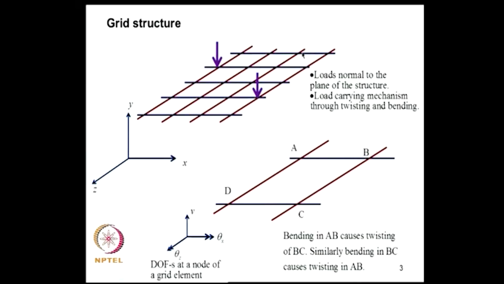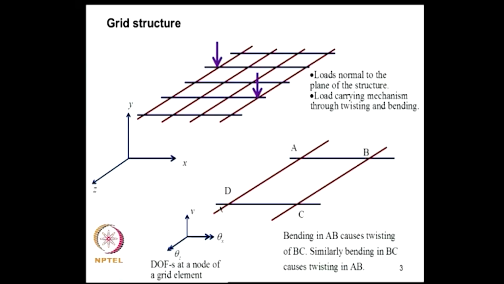So, grid can be viewed as a discrete version of a plate. We will come to plate later, but to start with we will consider a structure like this made up of essentially line elements. So, the load carrying mechanism in this case is again through bending, and in addition to that there is a new mechanism, that is twisting. To see that, we can consider one segment of this, say A, B, C, D.